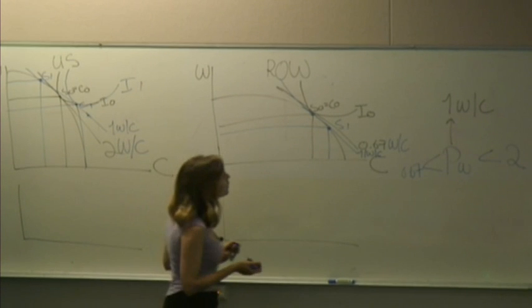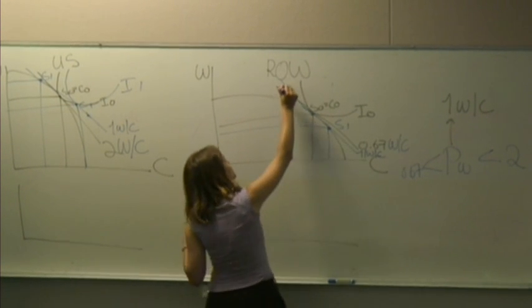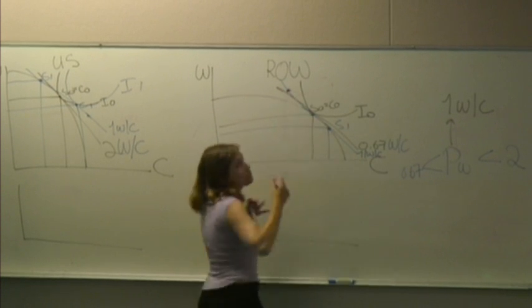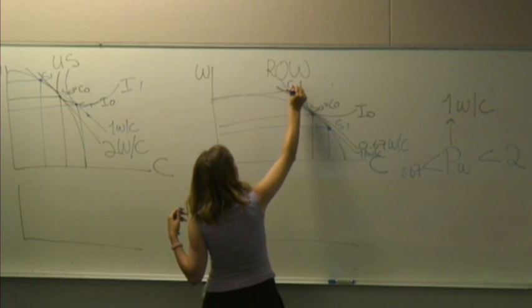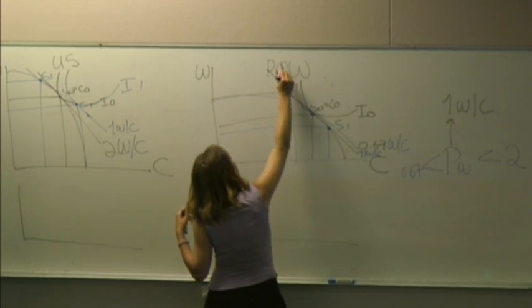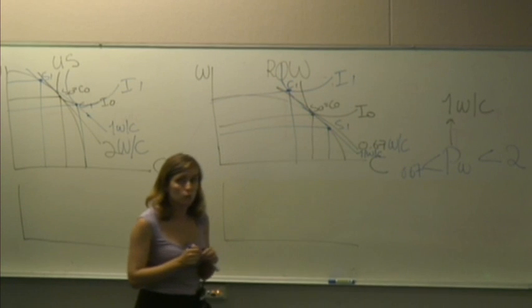By the same token, the rest of the world is importing wheat, so it can now consume outside of its PPF relative to wheat. So its point C1 will be here. Again, it can also reach a higher indifference curve at I1.